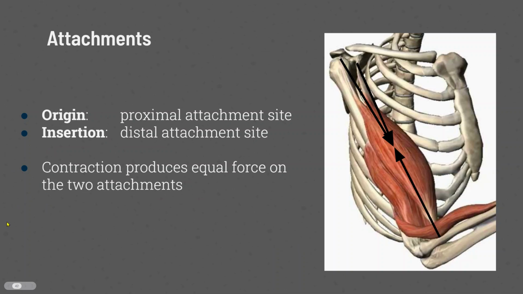Some people call attachment points the origin, which is the proximal attachment site, and the insertion, the distal attachment site. I'm going to be a little bit looser on that. If you know the attachment points, I think that's great. And the reason I do that is because when you contract a muscle, it's not like it goes from origin to insertion, contracting. Both attachment points have force produced on them. So when a muscle shortens and contracts and generates force, it's pulling on both attachment points equally.